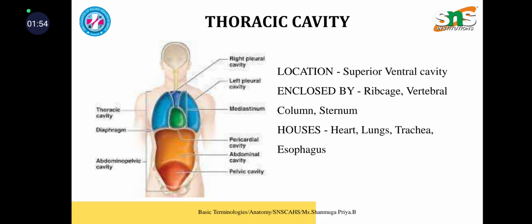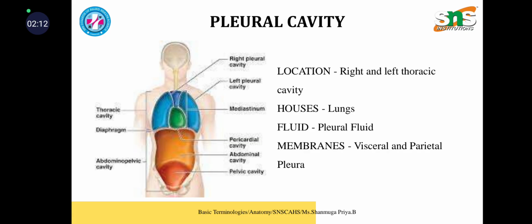Next we have the thoracic cavity. So the thoracic cavity is present in the superior ventral cavity. It is enclosed by the ribcage, vertebral column and sternum. It houses the heart, lungs, trachea and esophagus.